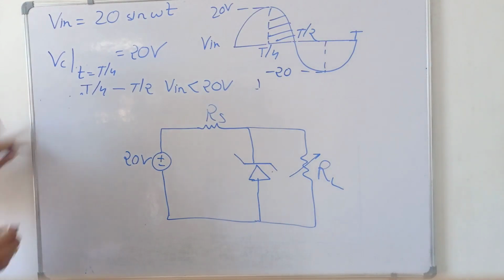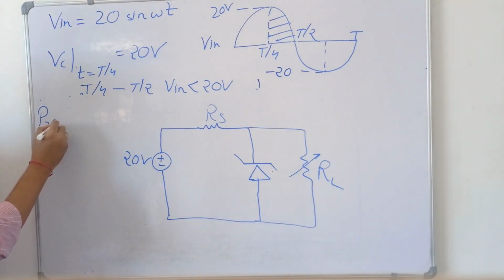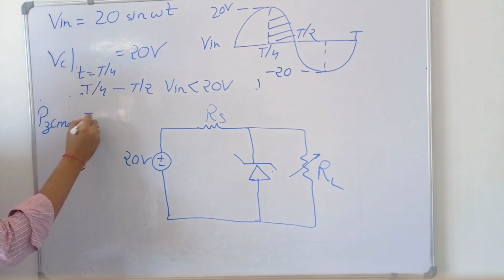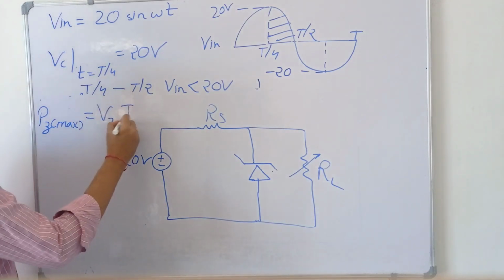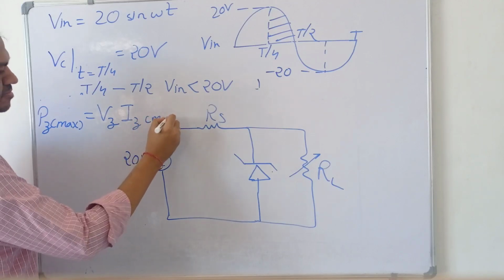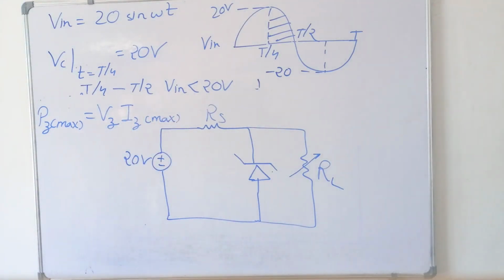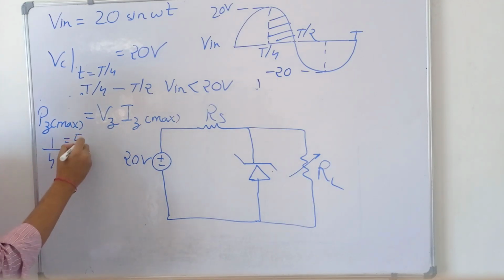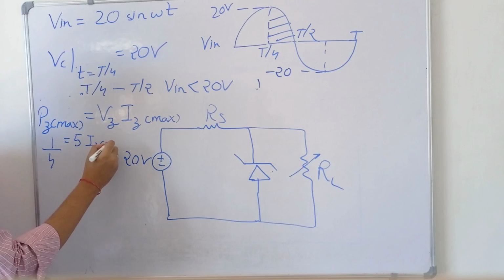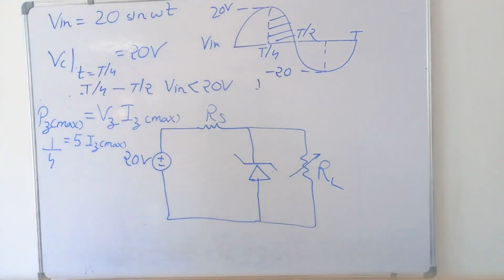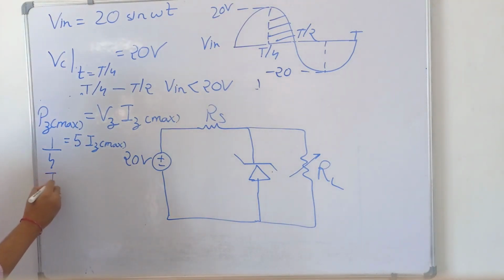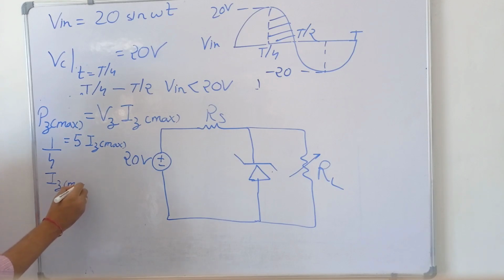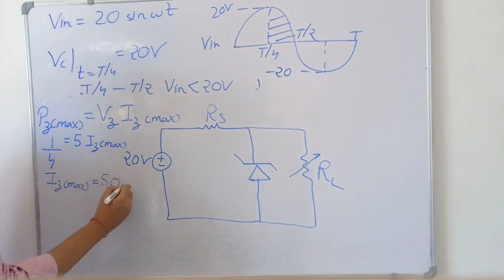So we can say the maximum power dissipation of the Zener diode is given by Vz into Iz maximum. The Pz maximum we were given as 1 upon 4 in the question. So 1 upon 4, this Vz was given as 5, and so we can find Iz maximum equal to 50 milliampere.